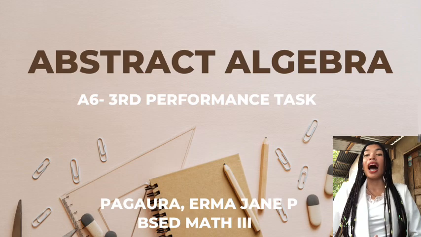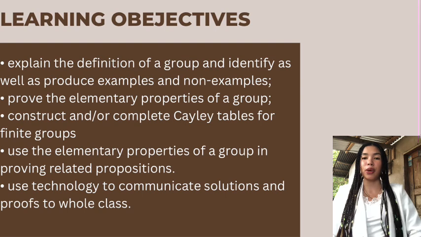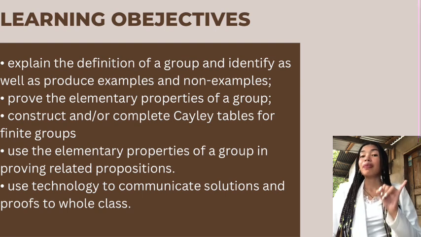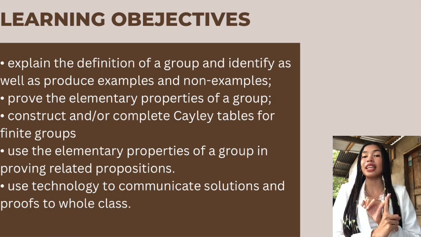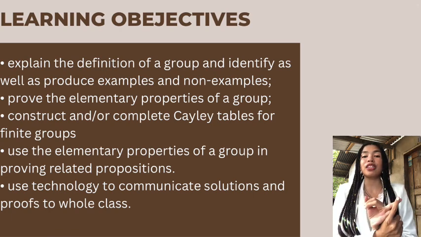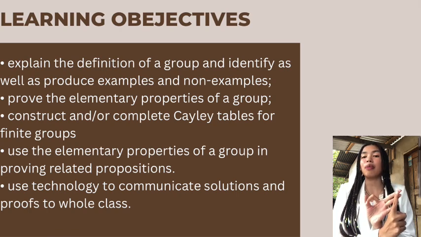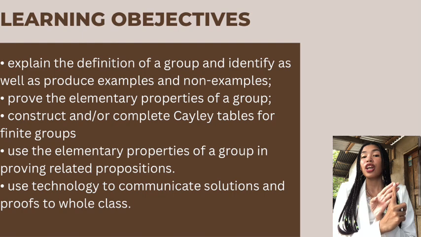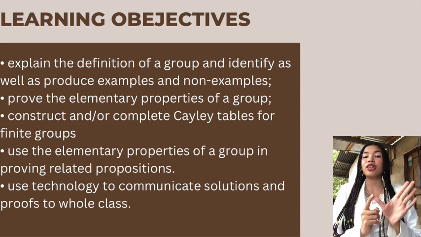In this video, I will be justifying what I have achieved for the following 5 learning goal objectives. First, explain the definition of a group and identify as well as produce examples and non-examples. Second, prove the elementary properties of a group. Third, construct and/or complete Cayley tables for finite groups. Fourth, use the elementary properties of a group in proving related propositions. And lastly, use technology to communicate solutions and proofs to the whole class.